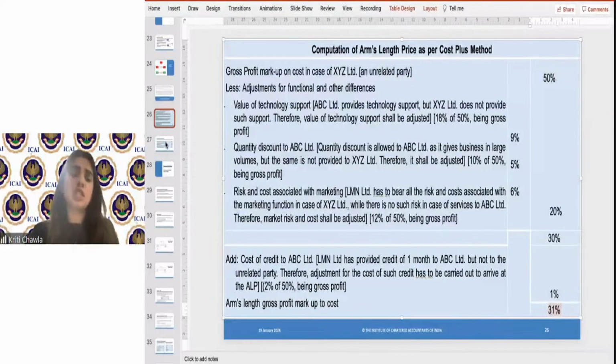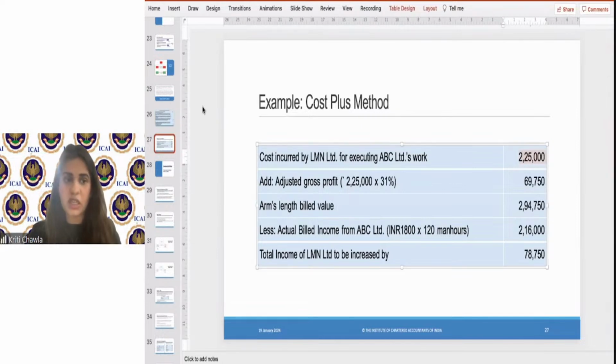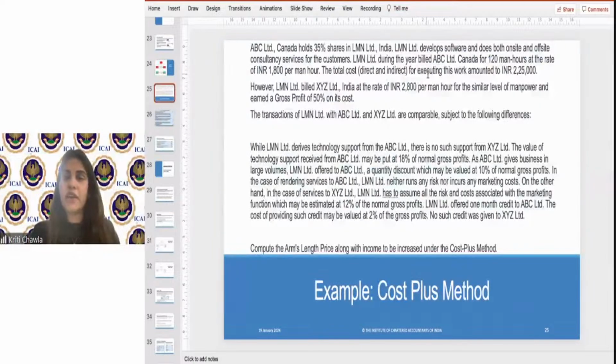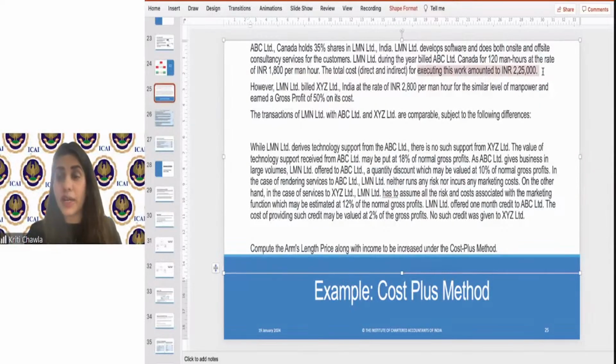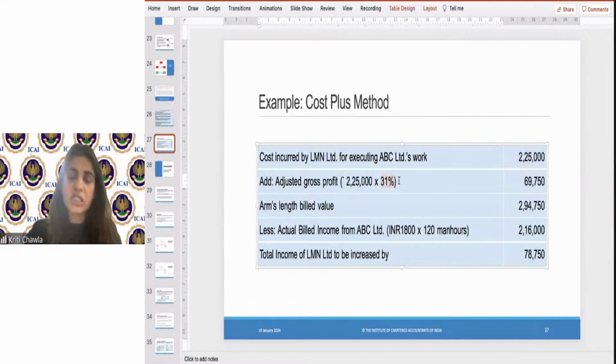Now let's see how much we charged. It says that for this particular work, they have charged 2,25,000 rupees. This is our situation, the cost which is incurred by LMN for executing ABC's work. This is provided in the question, that they have executed this work for 2,25,000 rupees. This is the cost. Now we're talking about the cost plus method. That means we take the cost and now we'll add the profit margin, but we'll add the ALP profit margin. Let's see what the profit margin is. Well, the profit margin is 31%.